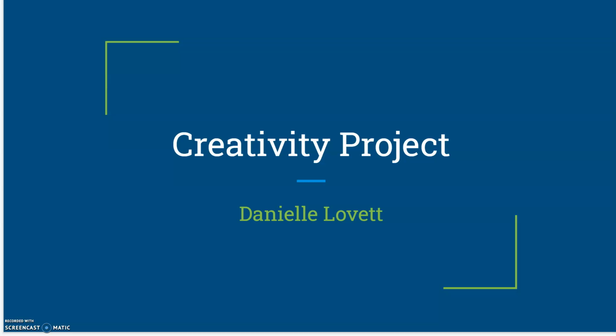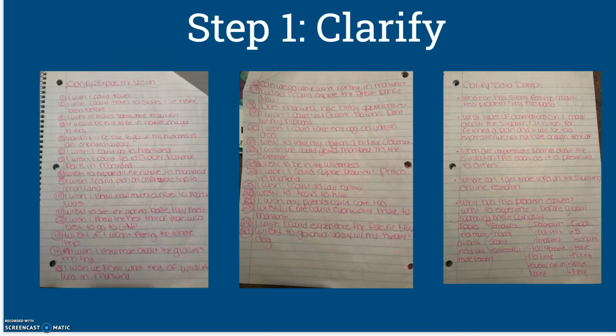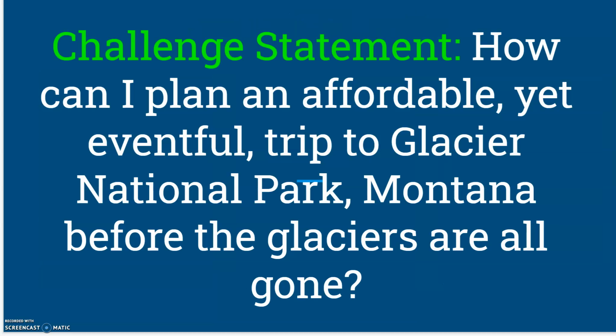So I'm going to first take you through the creative problem solving steps that I did. The first step was clarify, where we had to write down 30 different ideas for how we're going to solve a problem or what our problem is going to be. And so from that, I came up with my challenge statement. How can I plan an affordable yet eventful trip to Glacier National Park, Montana, before the glaciers are all gone?